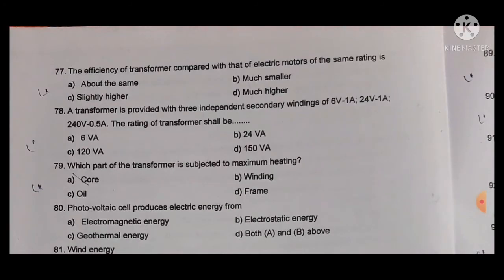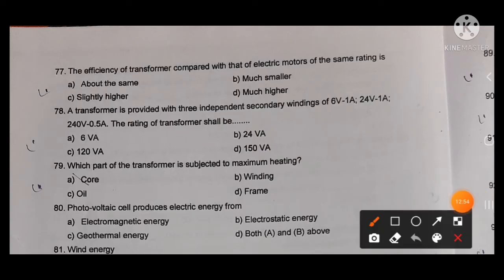Next is the efficiency of a transformer compared with an electric motor. All of you know that in an electric motor there are rotational parts, so losses are more here, hence the efficiency is less compared to a transformer. So a transformer has much higher efficiency than a motor. A transformer is provided with 3 independent secondary voltages, so the higher one is taken.